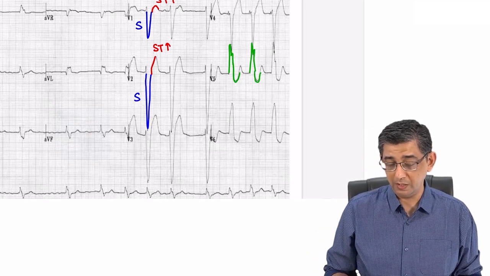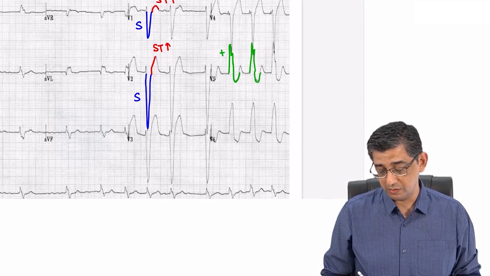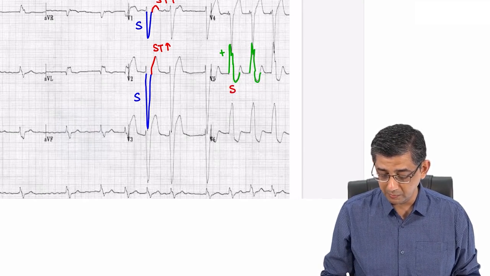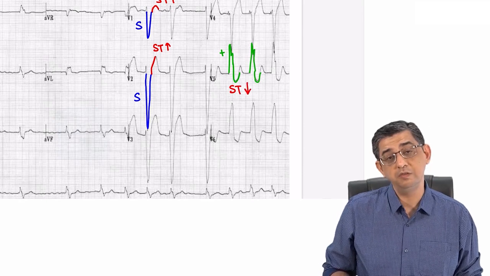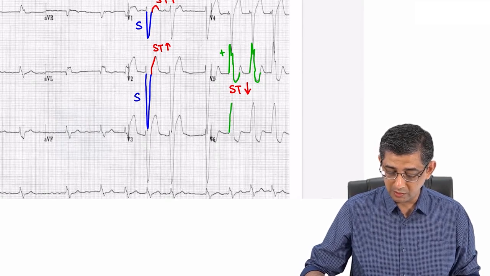So what is happening is that in V5, V6, there is a positive vector. Because of this positive vector, guys, there will be some magnitude of ST segment depression coming up. I'll repeat that again in lead V6 also. I said the predominant vector in this case, you can see R is bigger than S, no?